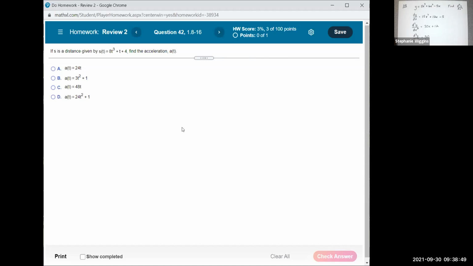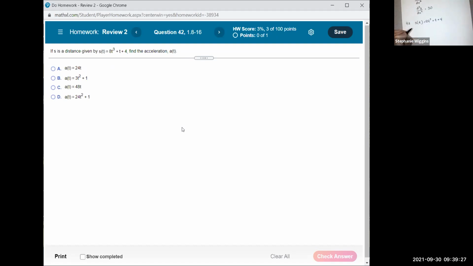One thing you should know is that when you're talking about distance given by a function and you're asked to find the acceleration, if you start with the distance and you take the derivative 1 time, that's going to give you the velocity. And if you want to find the acceleration, you need to take the derivative of the velocity. So this problem, number 42, let me work this one out. I'm going to copy the function. It's s of t equals 8t cubed plus t plus 4.